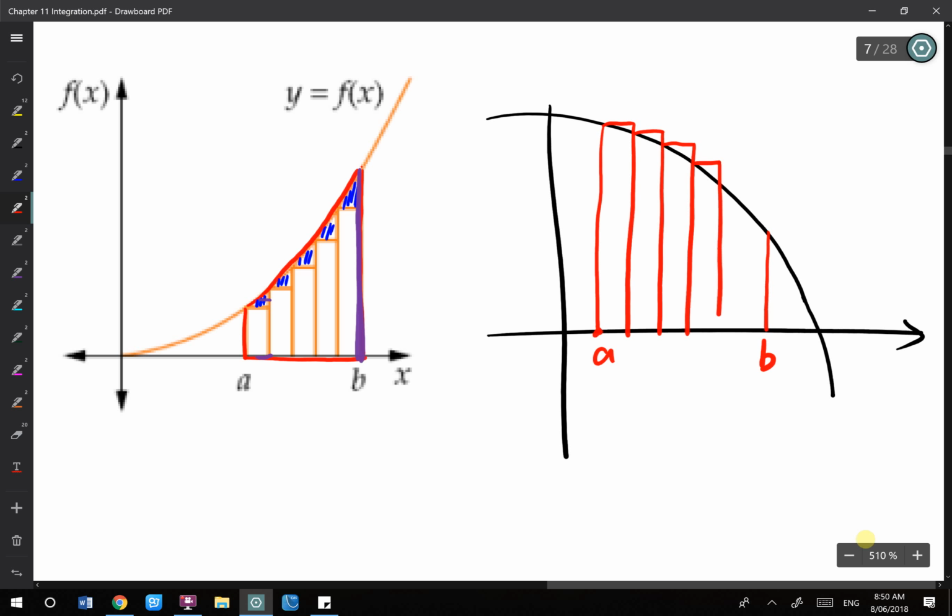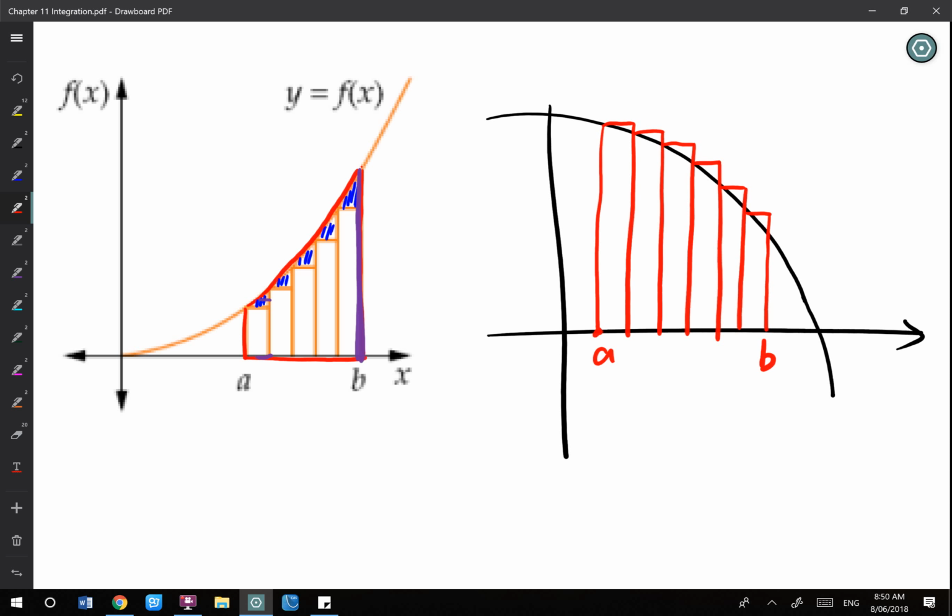Okay, that's the left-hand side. That's how you sketch it. So they overestimate. This is left-hand side approximation. That is left-hand side approximation as well. But one is overestimate, one is underestimate. Why? Why use the same method to approximate? Why one over, one under?